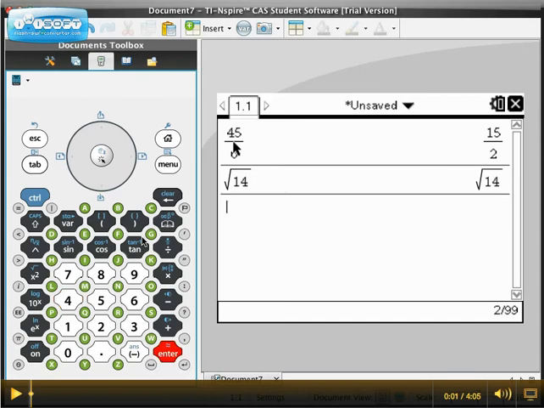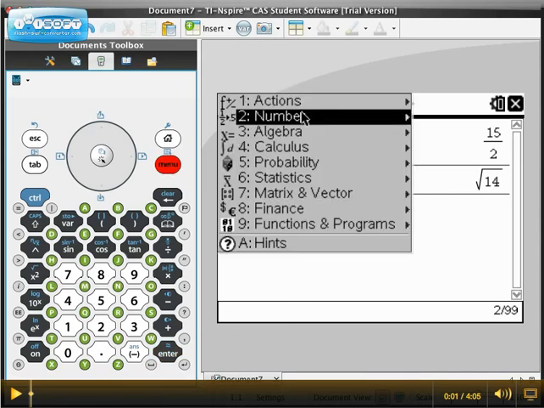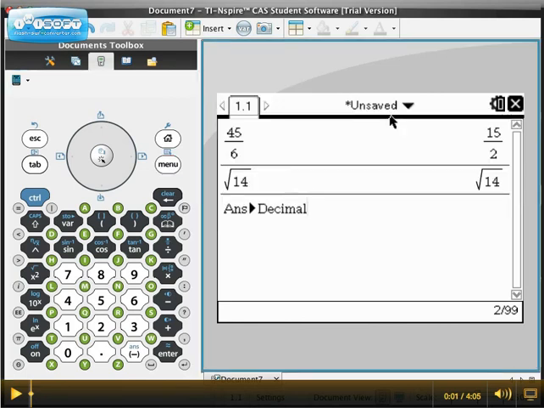What you're noticing though is that it's going to give you the exact answers. It's not going to give you decimal approximations. So if you need a decimal approximation, what you're going to do is open up the menu, go into number, and then hit convert to decimal. And then hit enter, and it'll give you a decimal approximation.